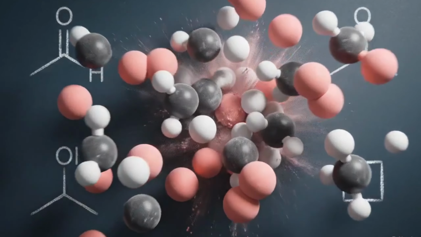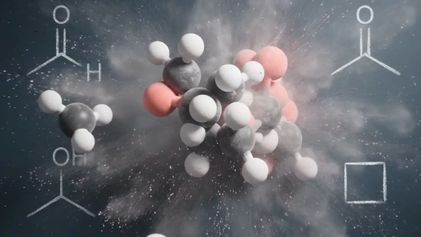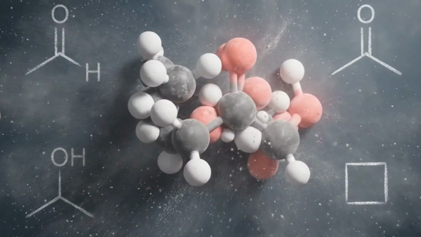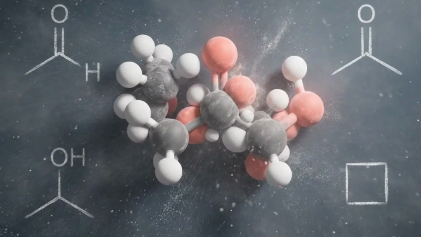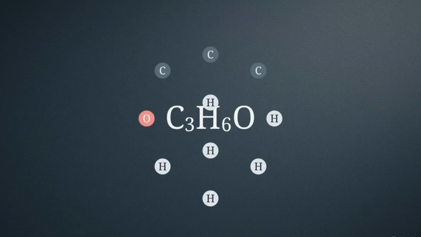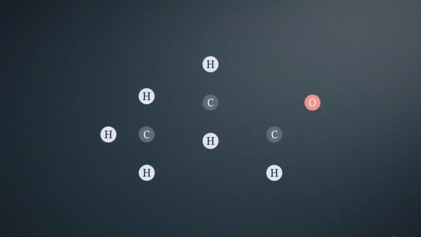A molecular formula provides an inventory of atoms: carbon, hydrogen, and oxygen. The resulting molecule's physical behavior depends on how those atoms link together. Take the formula C3H6O. This inventory of 10 atoms constructs distinct chemical universes.